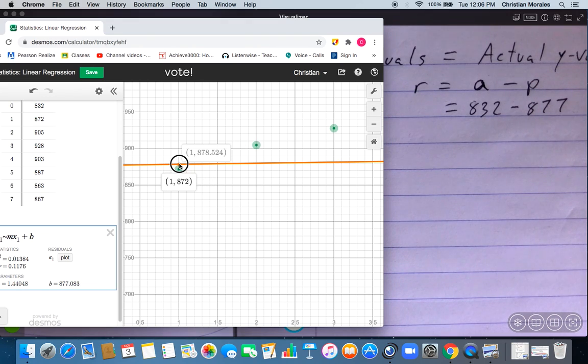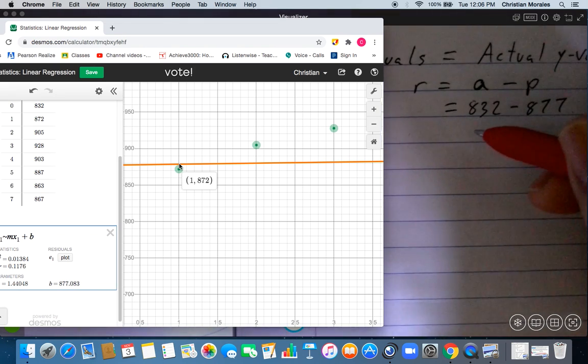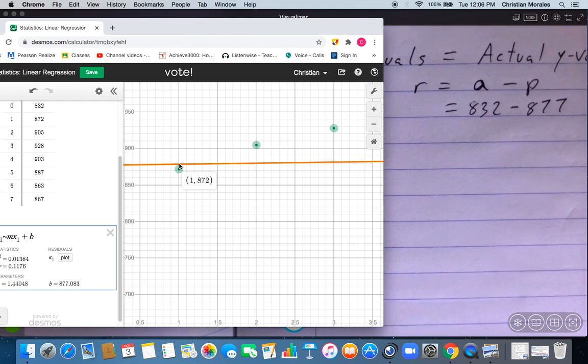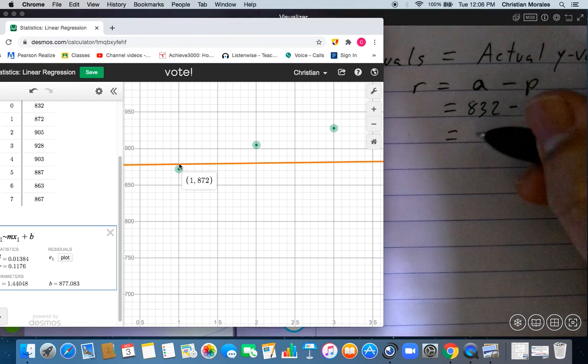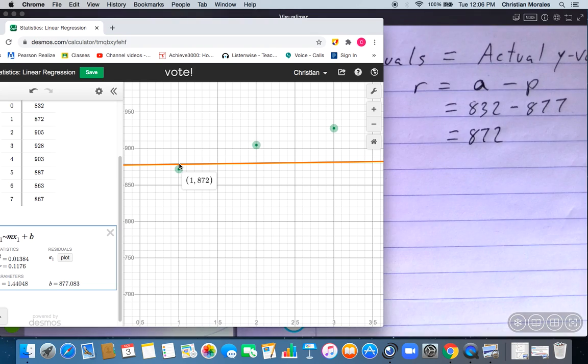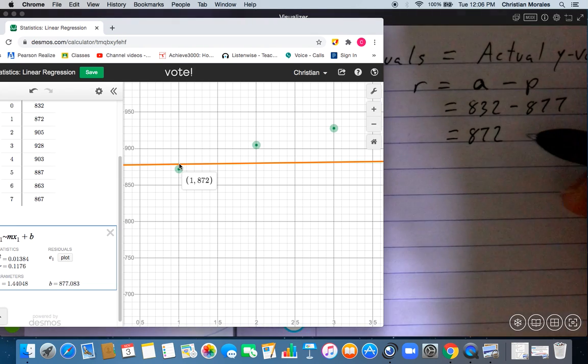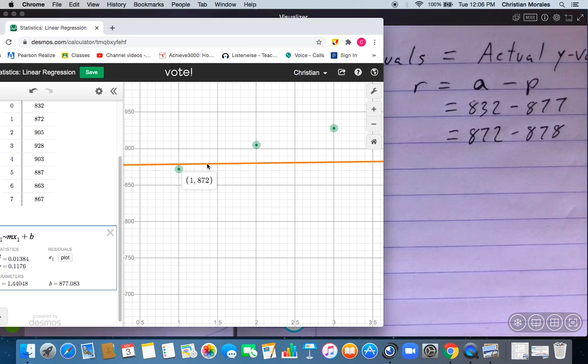So at 1, it says it's 878 on the line. So the actual point for the next point would be 872. But it says there it should be 878. And right now, because of time, I'm not including decimals. I'm just kind of doing whole numbers.